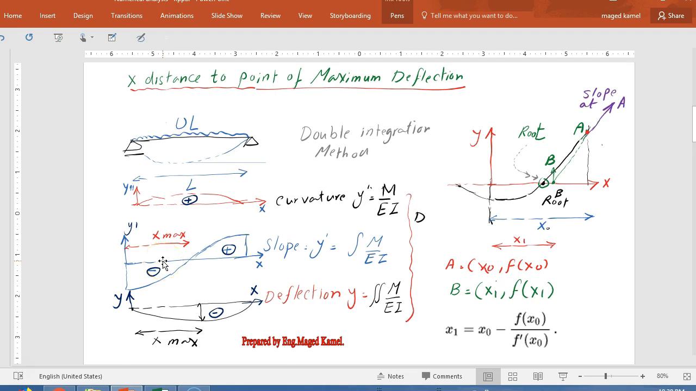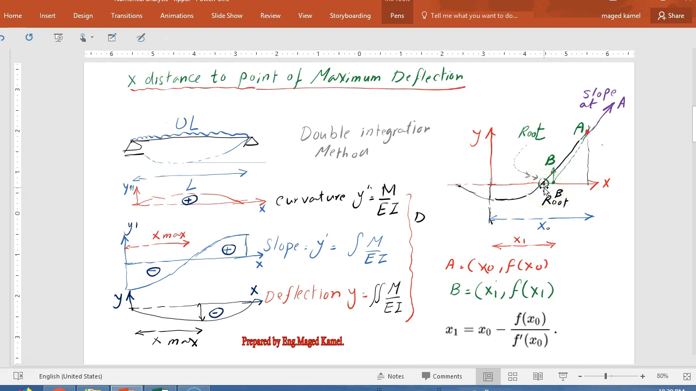Hello everyone, our new topic today is how to get the x distance to the point of maximum deflection for a statically determined beam acted upon by uniform load. Before, we have used the Newton-Raphson method to get the root of a curve that is intersecting at the x-axis.